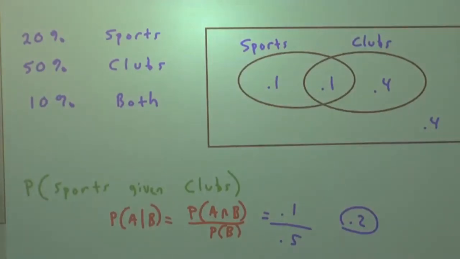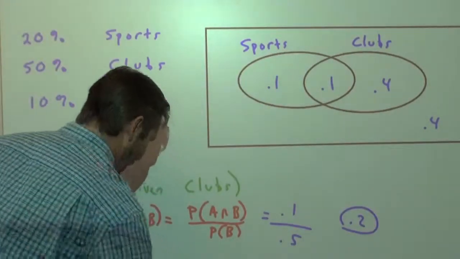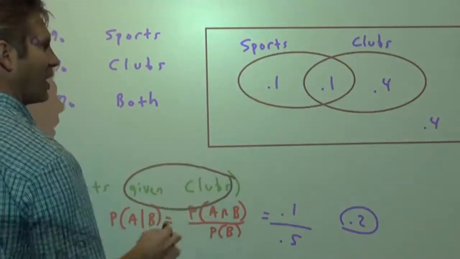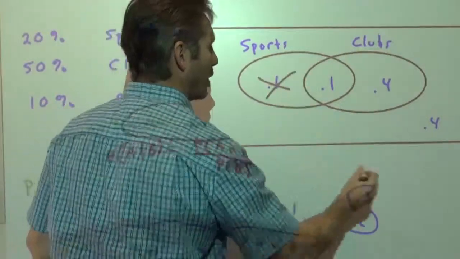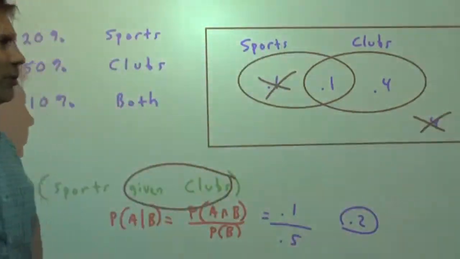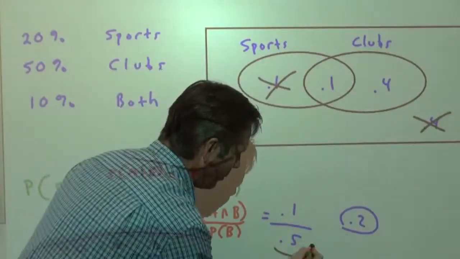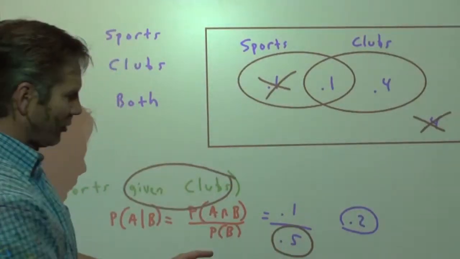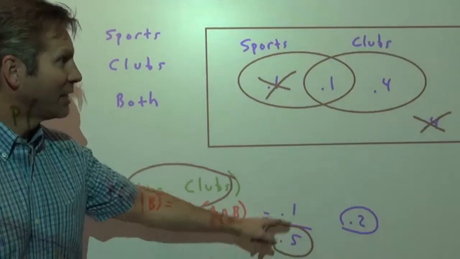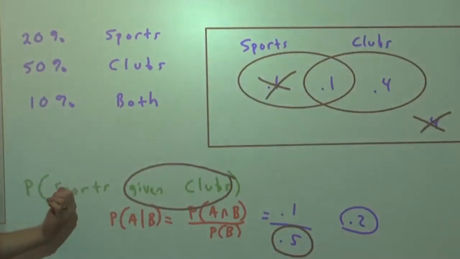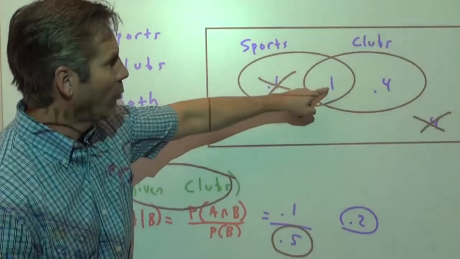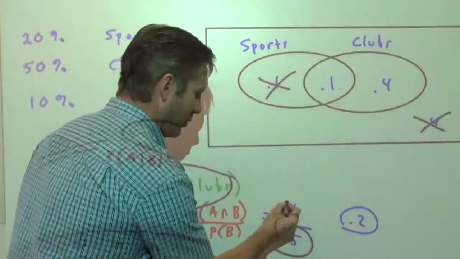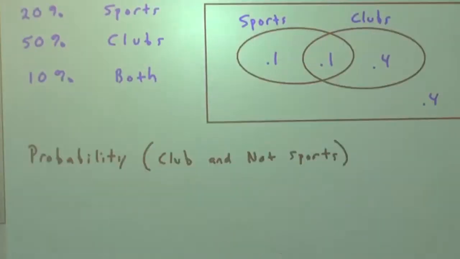Remember, you can shrink the sample space down. We were given that the person was in clubs. So you can eliminate those people and those people, so it shrinks it down to just 50% of the population. So we shrink the sample space down to the thing that was given, the 50% who are in clubs. Now what's the probability that the person is in sports? And once again, it's that 0.1 that's part of the sports event, so it's still 0.1 out of 0.5.